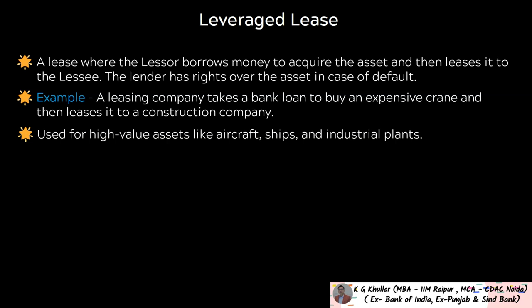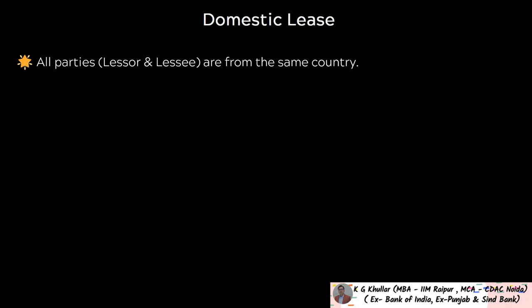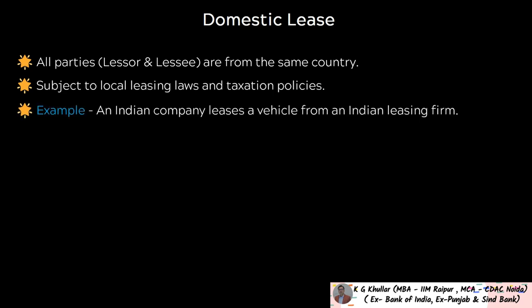Then another type of lease is domestic lease. Here all parties, that is lessor and lessee, are from the same country. This type of lease is subject to local leasing laws and taxation policy. An example can be an Indian company leasing a vehicle from an Indian leasing firm.